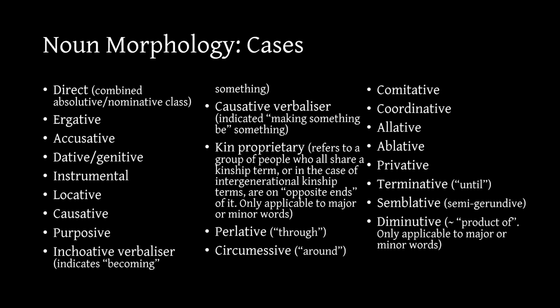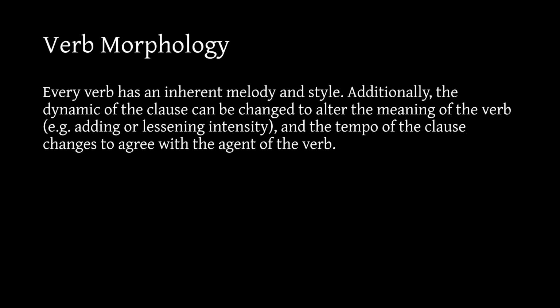We've also got instrumental, locative, causative, purposive, the inchoative verbalizer, the kin proprietary, the circummissive, the privative, the semblative, the diminutive. We've got all of the standard cases, so this isn't too interesting. We've also got verb morphology. As I said before, every verb has an inherent melody and style. Additionally, the dynamic of the clause can be changed to alter the meaning of the verb by adding or lessening intensity. So if you say run very quietly in Zazz, then that means that you're running without much, maybe not much intent or not very quickly. Whereas if you say run loudly, then that means that you're running quite quickly or maybe with a lot of intent. It just changes the meaning like that.